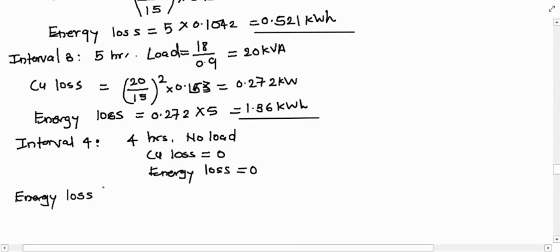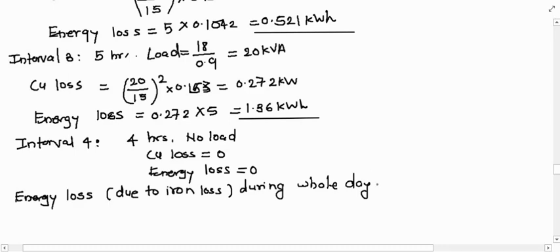Now similarly I can write down here the energy loss. My iron loss is constant throughout the day. So energy loss due to iron loss during the whole day will be 0.153 into 24. For interval 4 also, as there is no load but iron loss will be there, so I have multiplied by 24. So you will get 3.672 kWh.